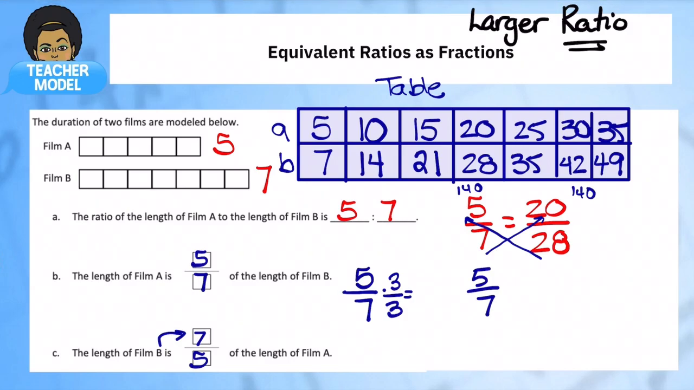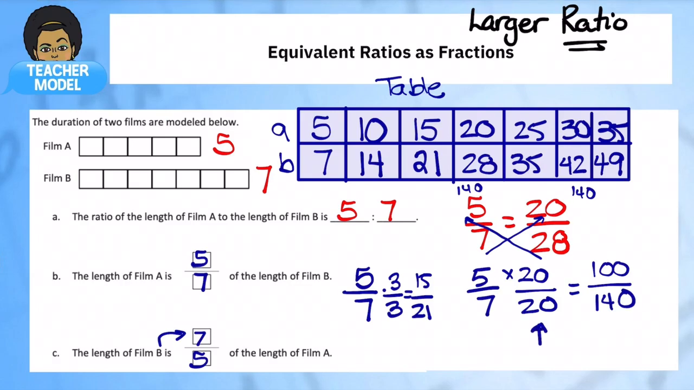We're not multiplying by 3 over 1. We're multiplying by 3 over 3. And you would get 15 over 21. And you can see it actually on our table right here, 15 over 21. Or you can say, I want to multiply these by 20 over 20. Okay, you get 100 over 140. So again, as long as you are multiplying by a fraction equal to 1, and you can tell it's equal to 1 if the numerator and denominator are the same, then you will get an equivalent ratio and a larger equivalent ratio. So I'm going to pause here for a second so you can jot this down.